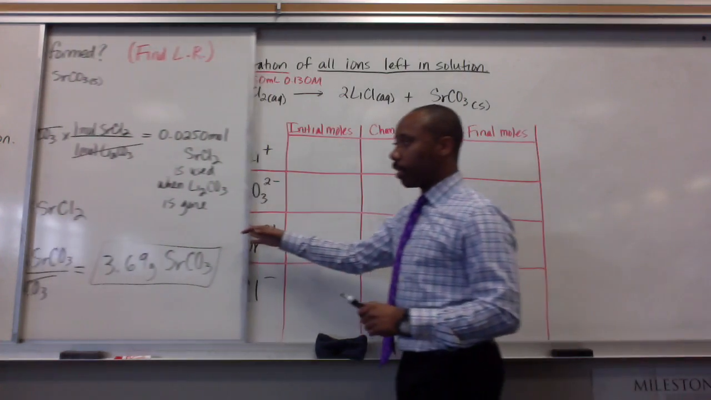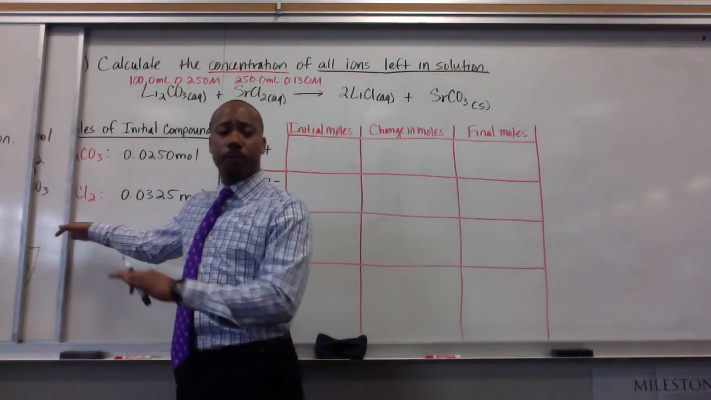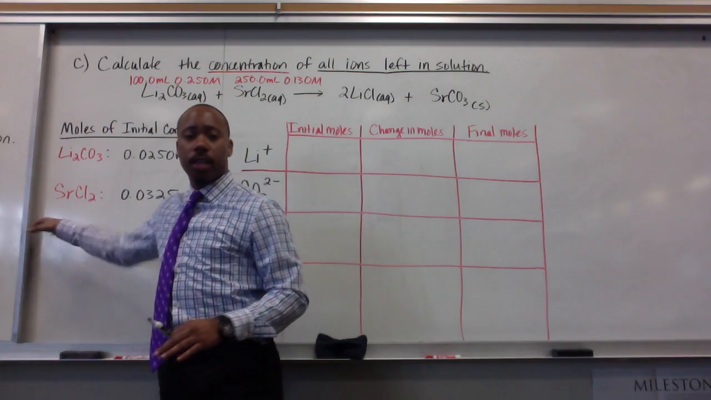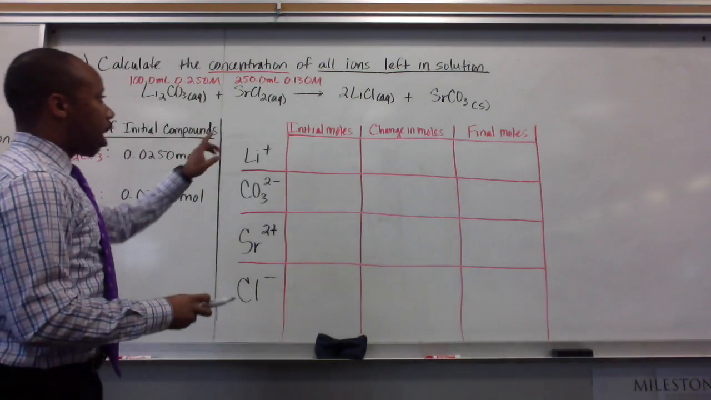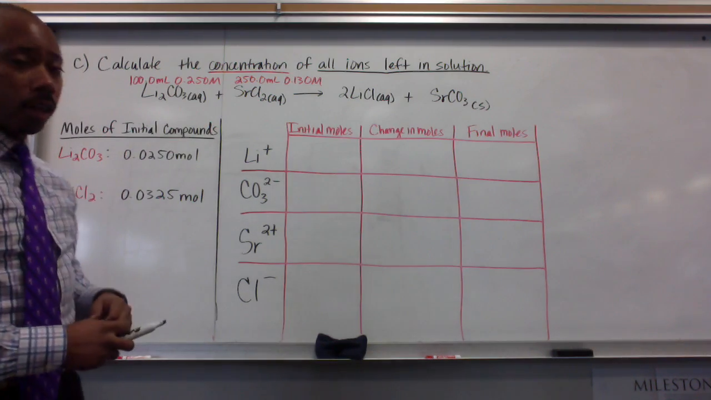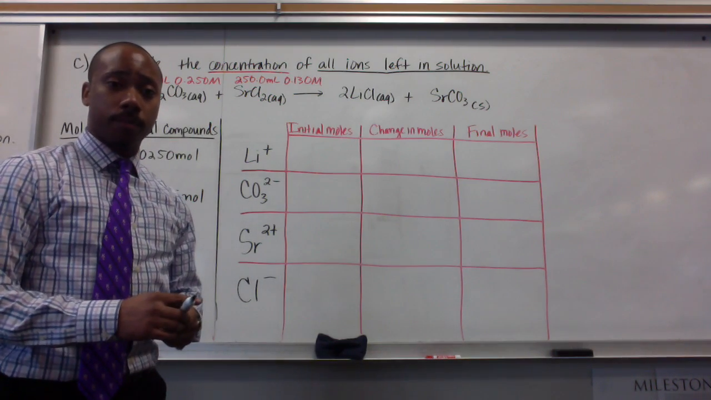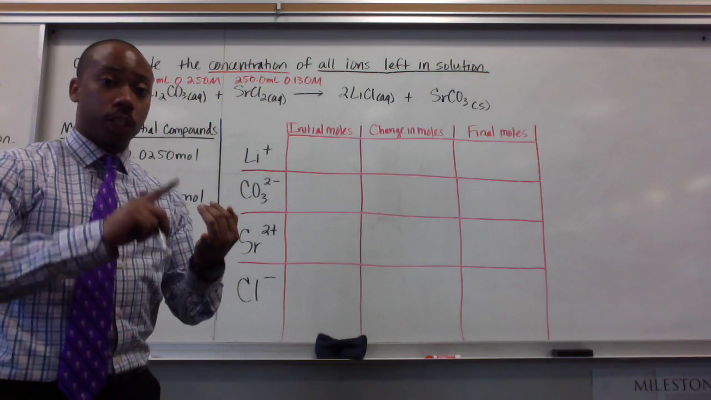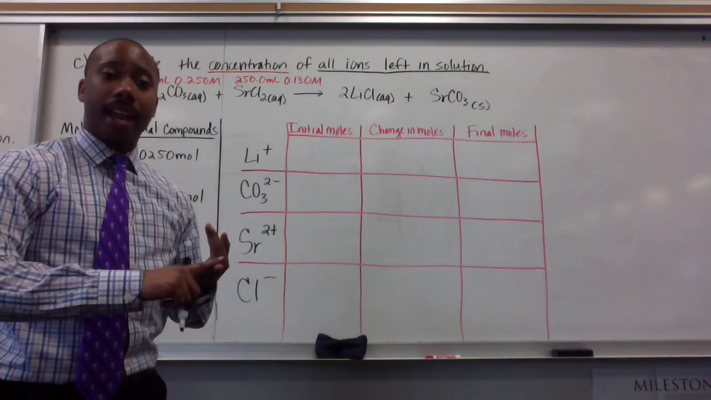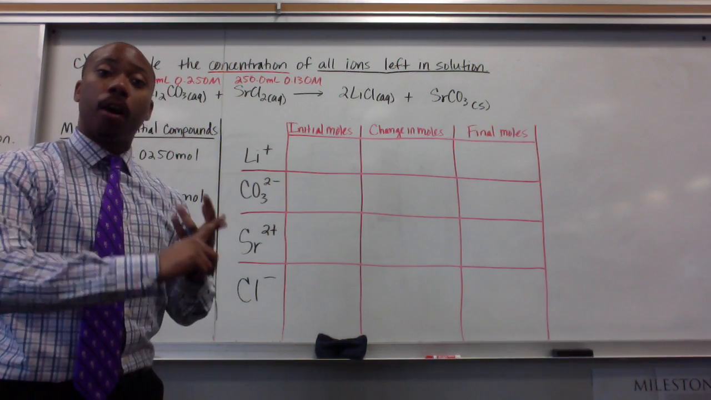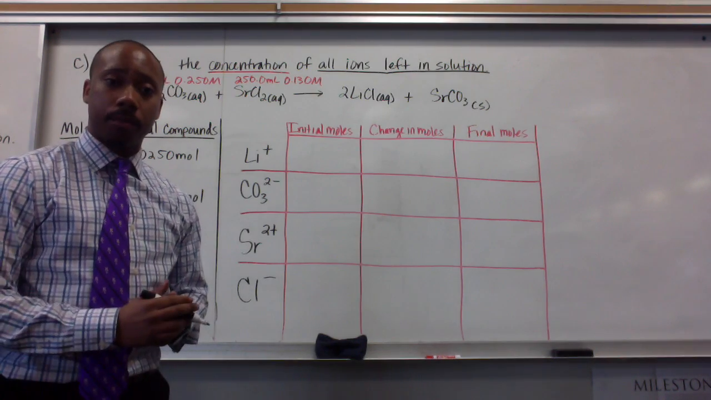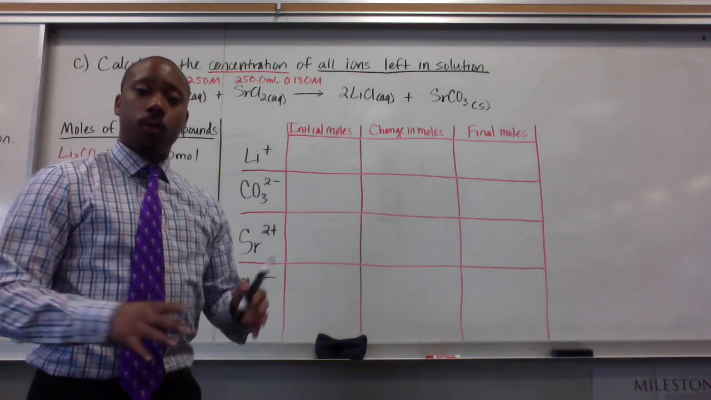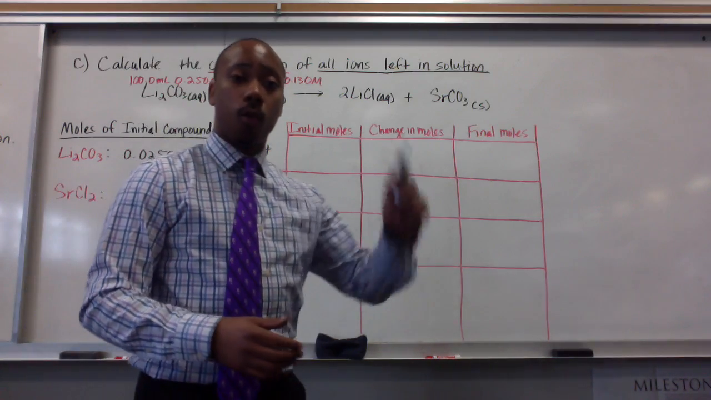Last question, part C. Everything else has pretty much been reviewed as far as stoichiometry is concerned. This part's a little new. So calculate the concentration of all ions that are left in solution. This includes your spectator ions and the ion that was a part of your excess reactant that was not used up. In our next video, which will be right after this, I'll go over how to do this problem.